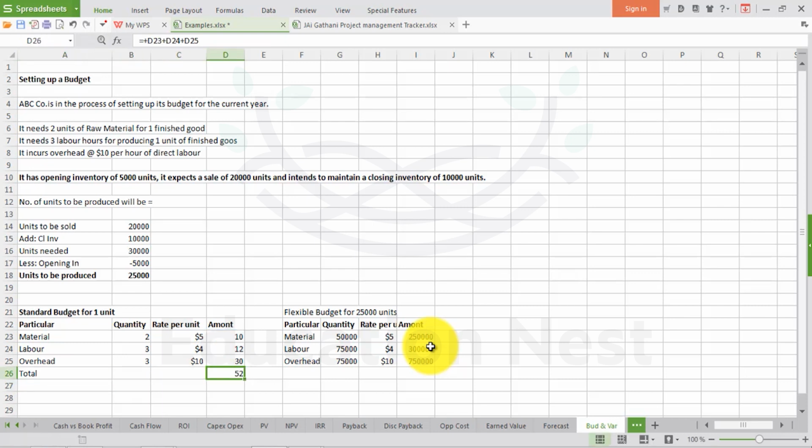So the total cost incurred per unit is $52, and the total cost incurred for 25,000 units is going to be $1.3 million. So that's how you prepare a budget, guys. This was your budget setting activity.